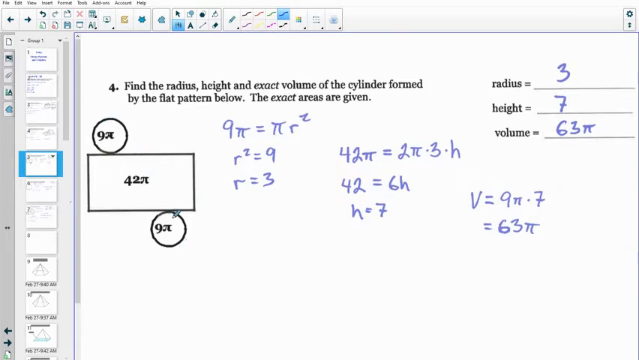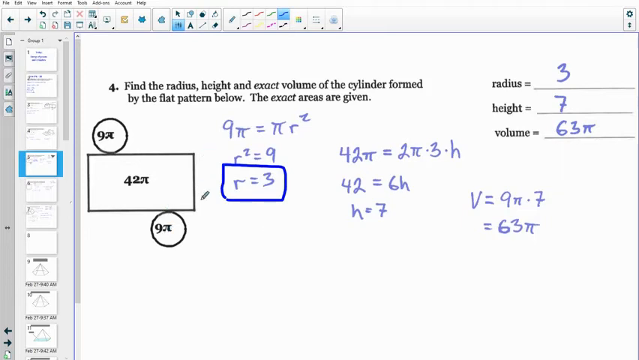But I decided that if I was going to find eventually the volume, I needed to know what the radius was. So since the area of one of the bases is 9 pi, the area of the circle, pi times the radius squared, is 9 pi. If 9 times pi is radius squared times pi, then the radius squared is 9. And if the radius squared is 9, then the radius is 3. So that was one thing I knew that I was going to need to find the volume of this cylinder.